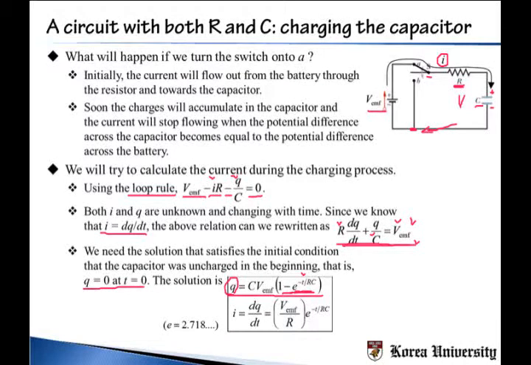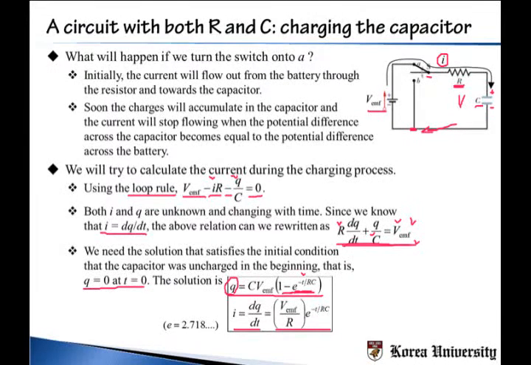That is how much charge can be stored in the capacitor. Okay. And then how about current? How can you get the current? You simply have to take the time derivative. And if you know how to do the differentiation of the exponential function, then this is what you get.